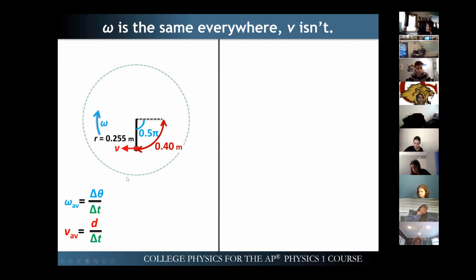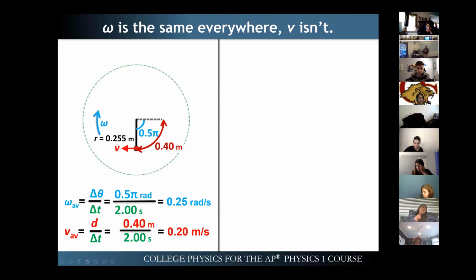So if we plug those values in, we can see the angular velocity is 0.5 radians divided by 2 seconds, or 0.25 radians per second. That's how fast it's moving in angular velocity. In linear velocity along the arc length, it's traveling 0.4 meters every 2 seconds, so it's going 0.2 meters per second.